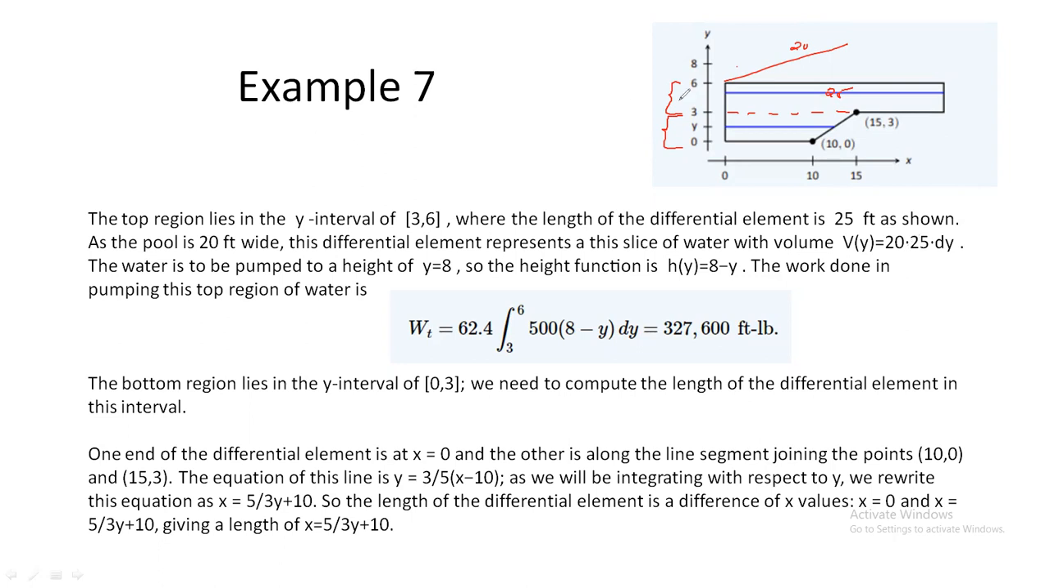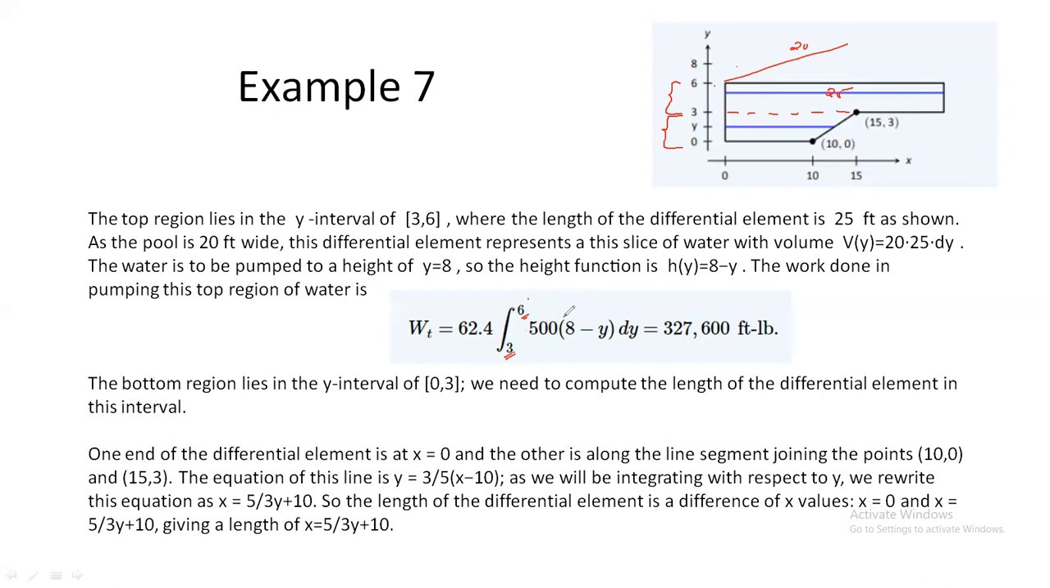20 times 25 times dy, which is this rectangular face, and this dy goes from 3 to 6. That's for the upper part of the pool. The width, which is 20, and the length, which is 25, are fixed, so the level of the water is what's changing, depending on the differential volume that we are considering. But it will be starting from 3 to 6 because it's the upper part of the pool. So you have your 3 to 6.